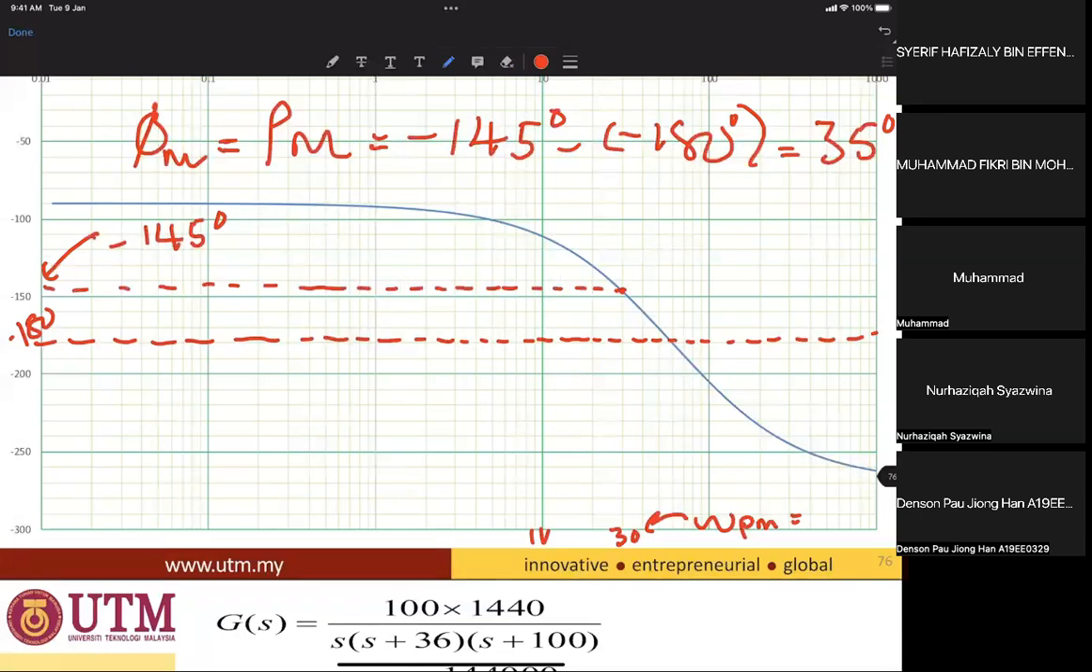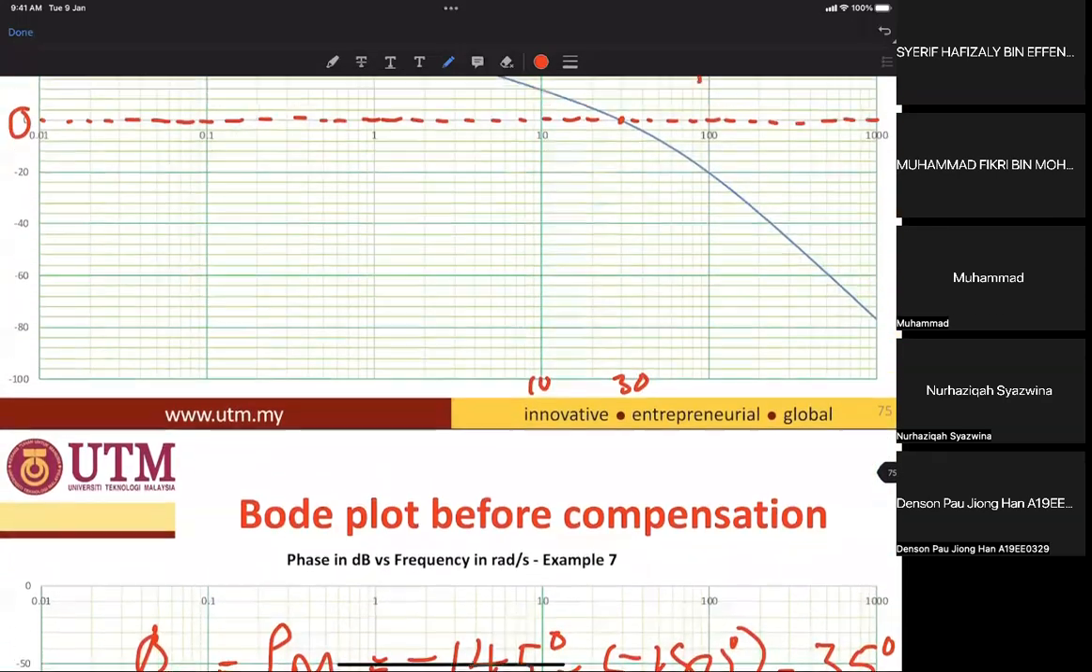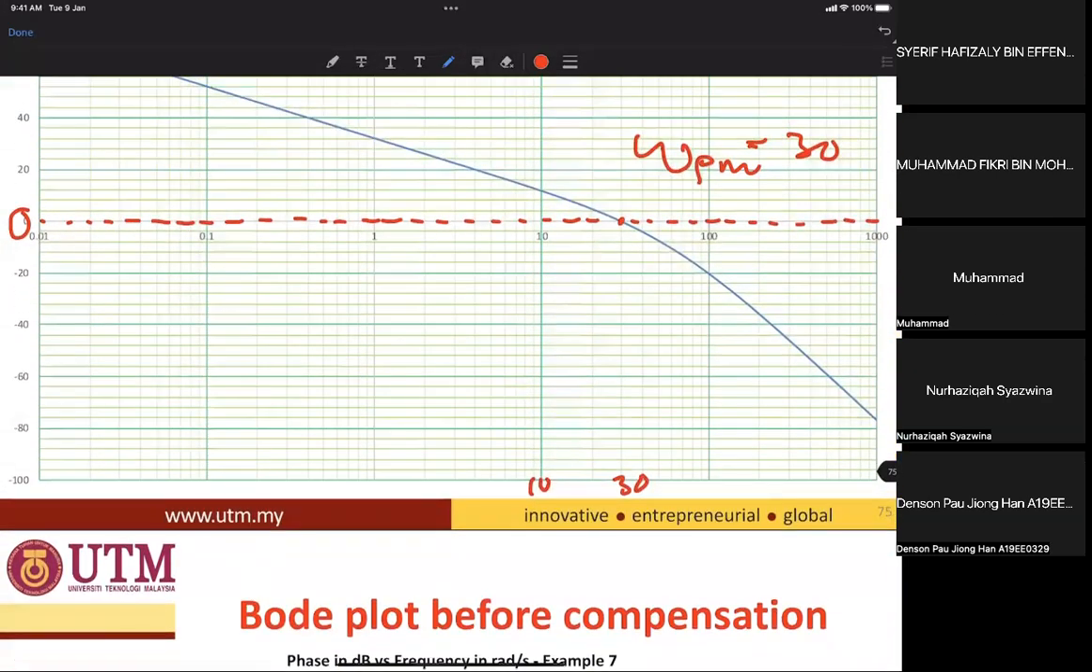And this one, omega GM? 60 radian per second. So what is the gain margin?